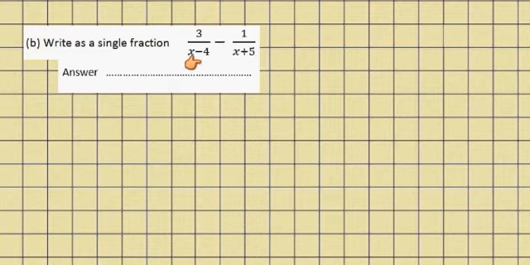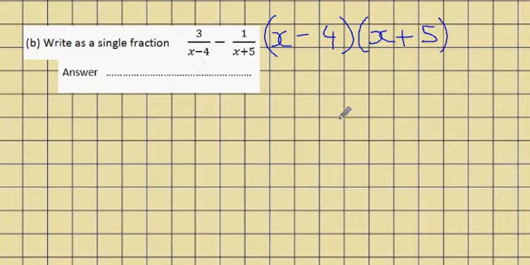The simplest way to find a common denominator for these two fractions is to multiply the two denominators together. And that can be written as x minus 4 multiplied by x plus 5. And I don't need to multiply it out. It doesn't say in its simplest form. I can just leave that as my common denominator. So I'll just write CD next to that, common denominator.